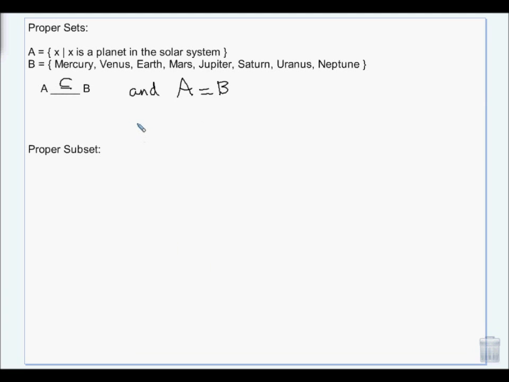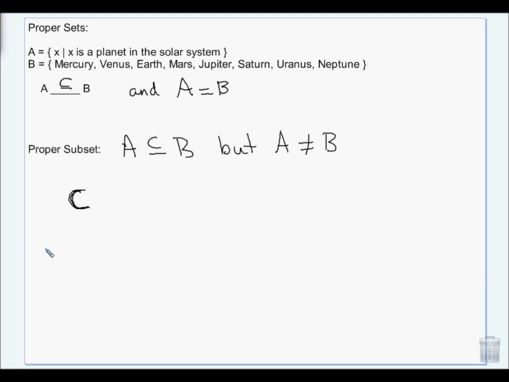All right. That makes this not a proper subset. A proper subset occurs when A is a subset of B, but A is not equal to B. Okay, that's a proper subset. And you symbolize a proper subset like this, without the line underneath it.